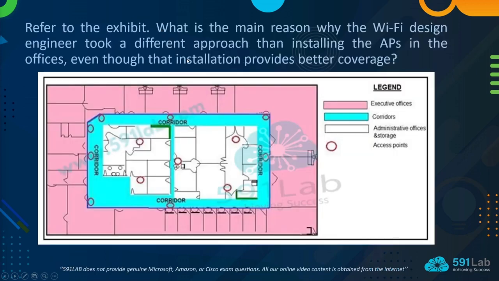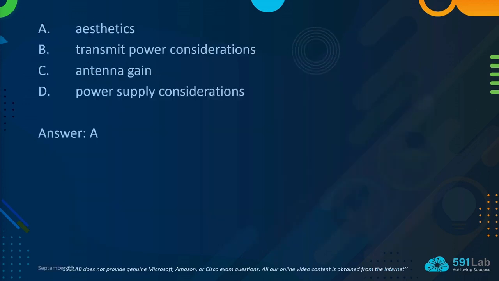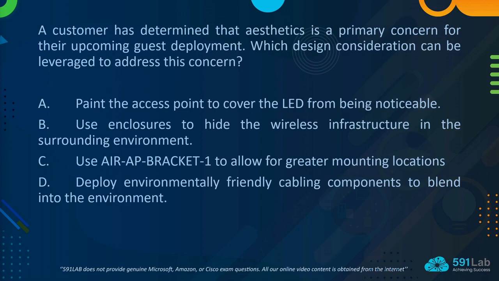And the reason is this: these are the VIP people of the company. Their offices are very clean, very important, and need to have a very clean look. We do not want to show any access points, any equipment, so we do not install. So basically, he did not install any access point inside of these offices, which makes sense, because these, like I said, are VIP offices, and we do not want any equipment, any cables, anything else to show in these areas. So the right answer is A, aesthetics. Let's go to the next question.